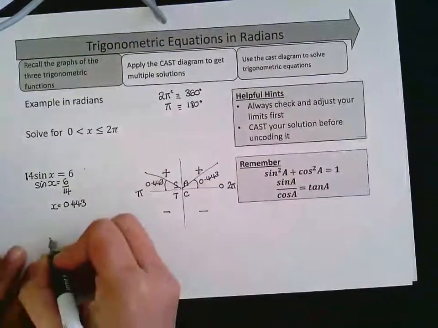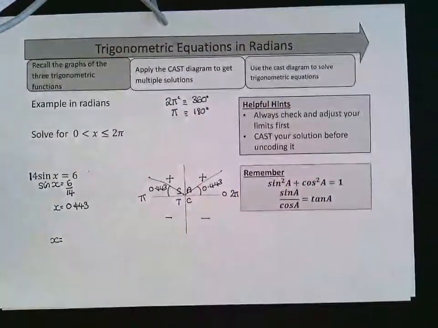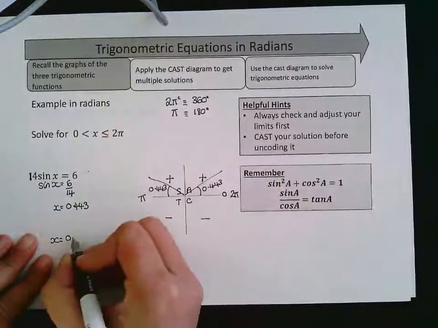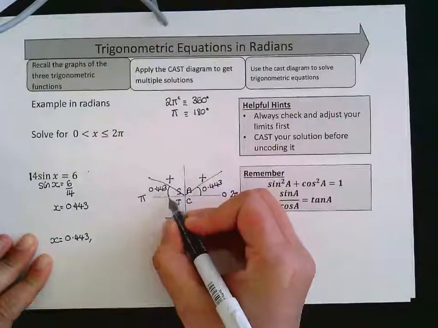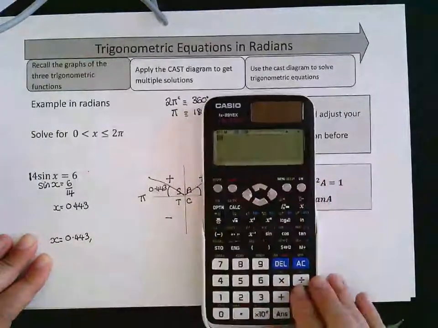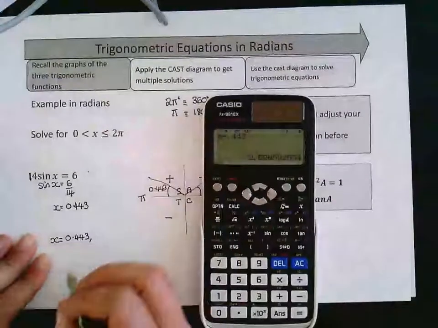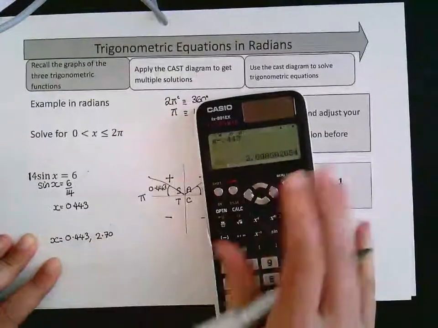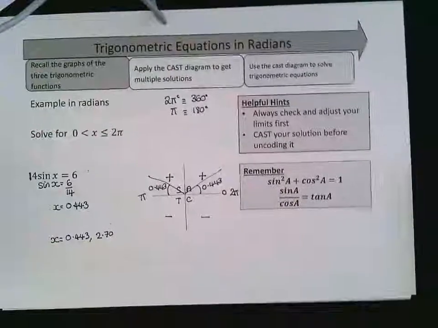I will now get my solutions. First of all, from 0, I turn to here, which is 0.443. And then how far have I turned? Well, pi will get me there. So on my calculator, I'm going to do pi, take away 0.443, which is, to 3 significant figures, 2.70. And I'm only going to 2 pi, and there's no solutions at the bottom, so these are my two solutions.